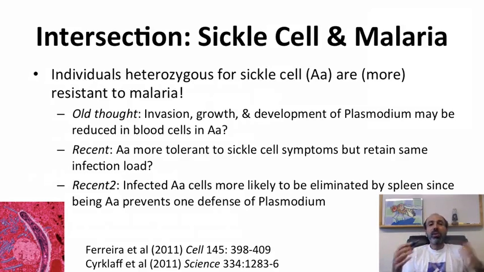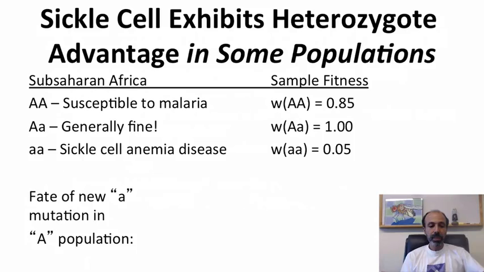So there are a couple of different explanations for this, but the important thing is that if you're in a place where there is malaria, if you're a heterozygote, you are not immune, but you are much less likely to get it than individuals that don't have sickle cell trait. So sickle cell exhibits a heterozygote advantage in some populations, because you can think of it this way. The big A's are susceptible to malaria, so they might have a relative fitness like 0.85. I'm just making up these numbers in this case.